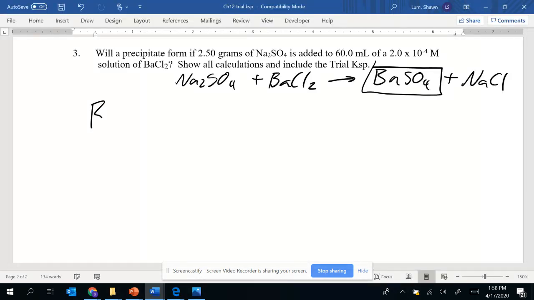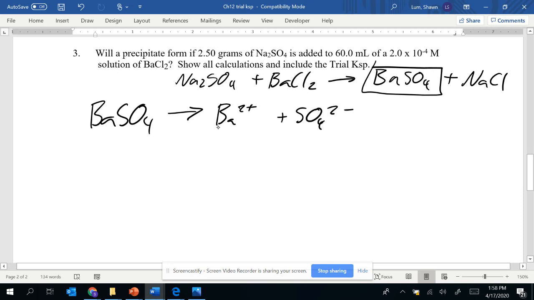So our KSP expression is going to be for BaSO4, Ba2 plus and SO4 2 minus. And now we need to figure out the concentrations of everything. So first off, it tells us the concentration of Ba. Ba is going to have a concentration of 2.0 times 10 to the negative 4. Now we need to find the concentration of this SO4.